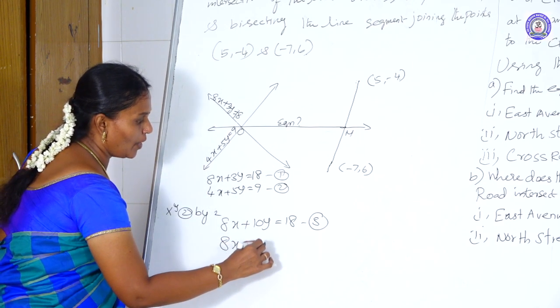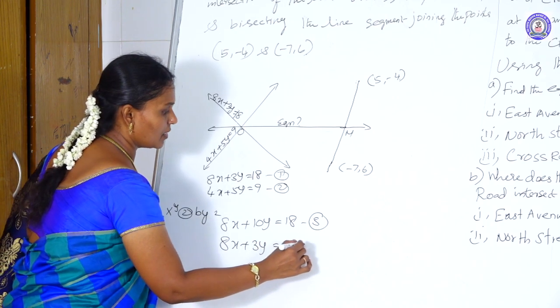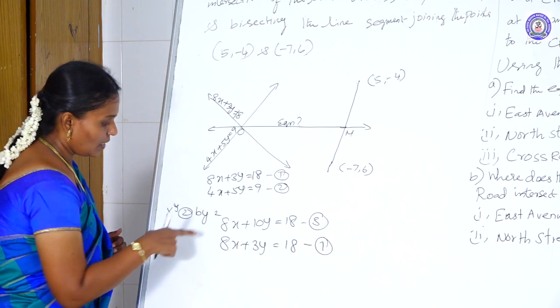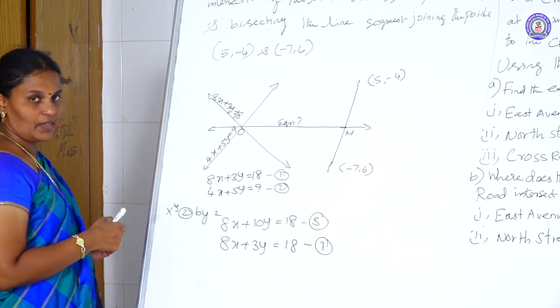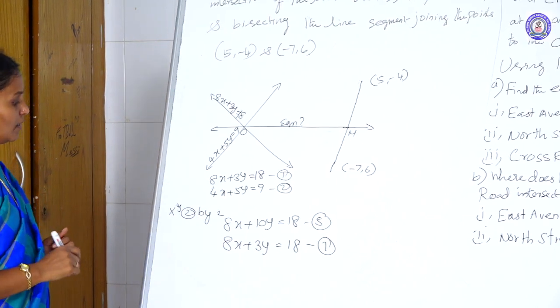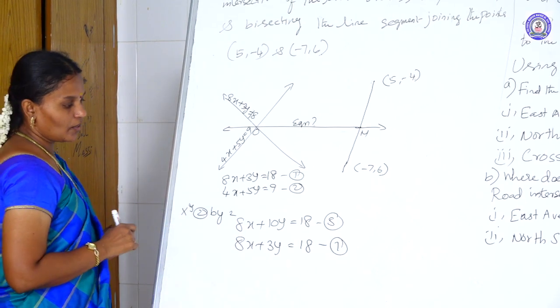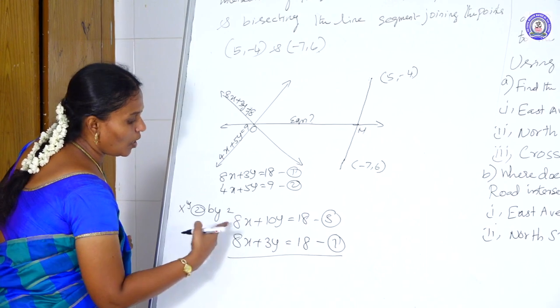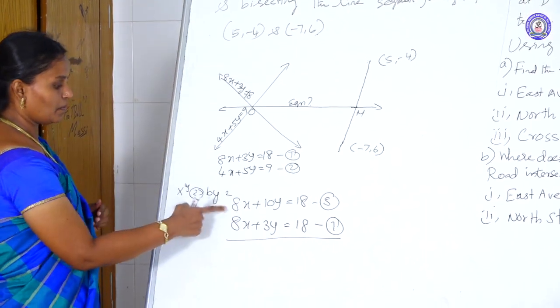8x plus 3y is equal to 18. This is equation number 1. Now see here, the coefficient is the same. Now we eliminate the x variable.